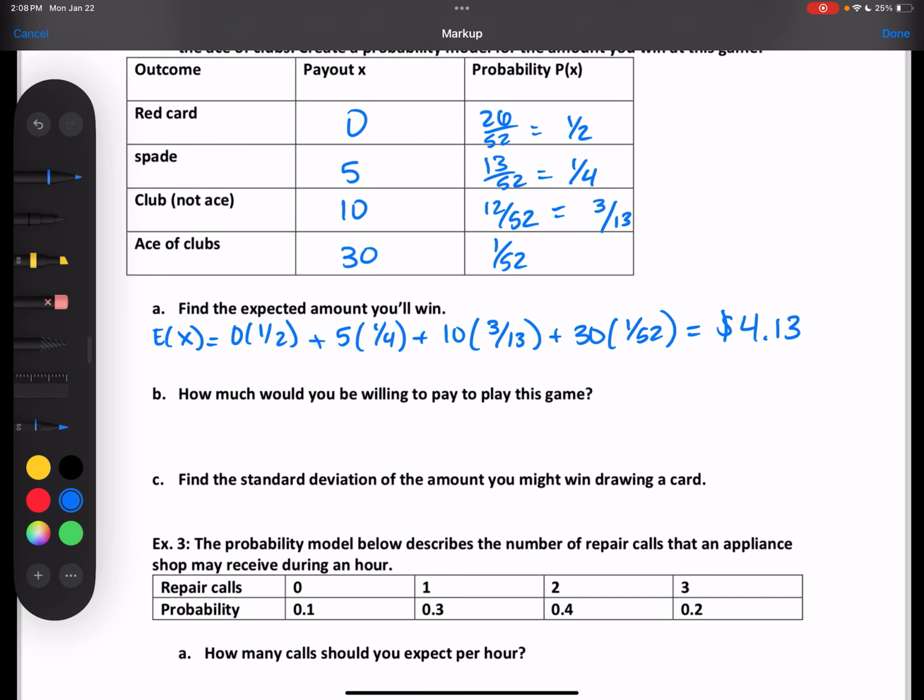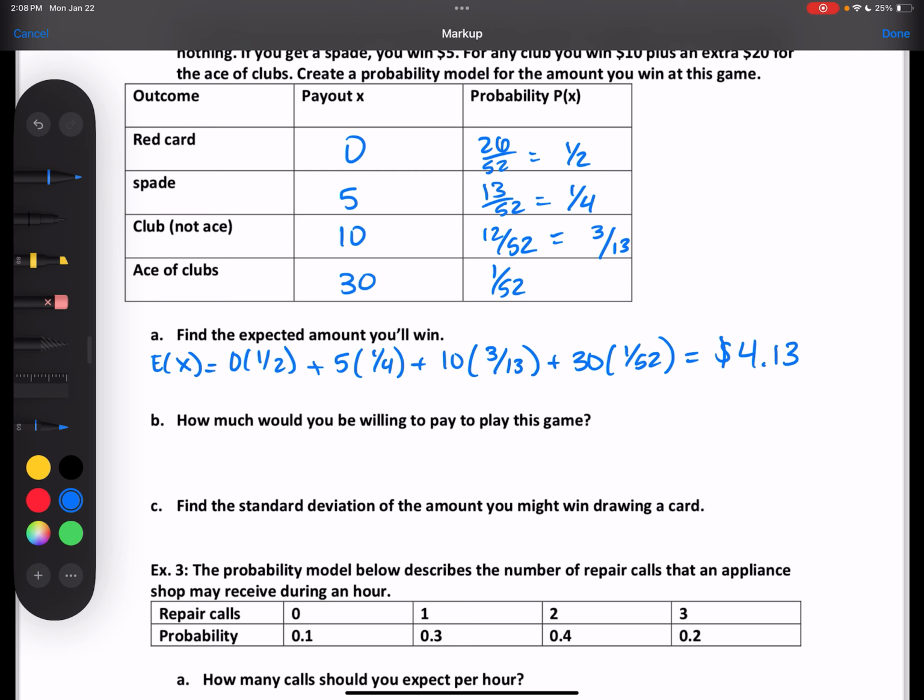All right, how much would you be willing to pay to play this game? 0.